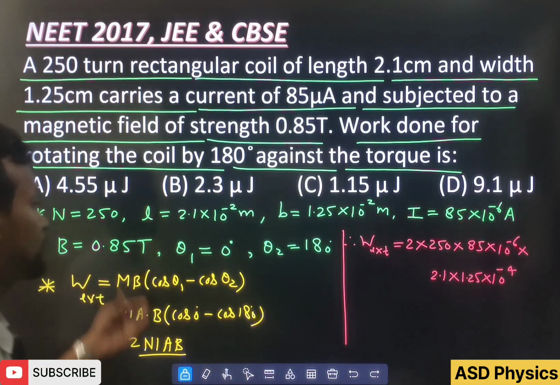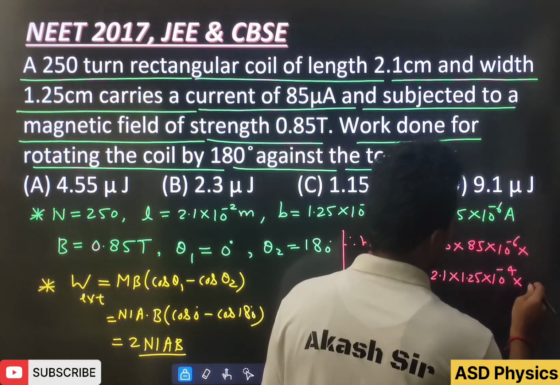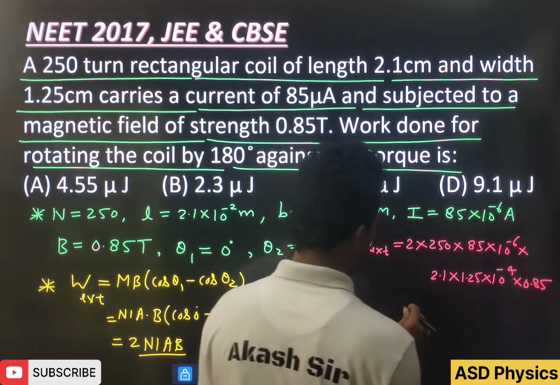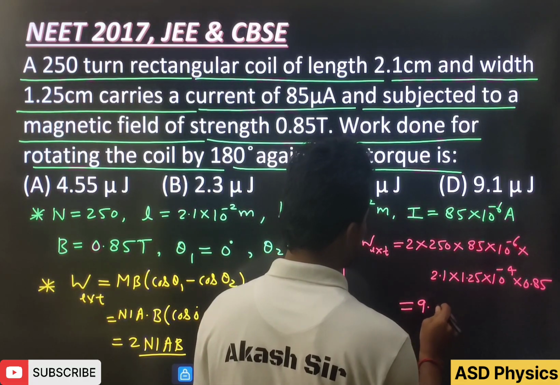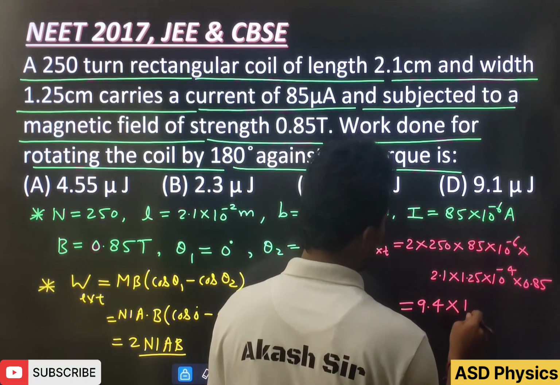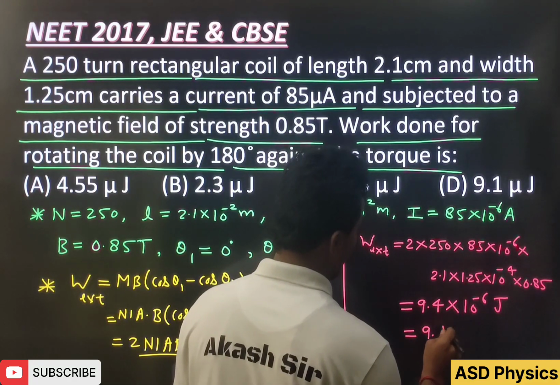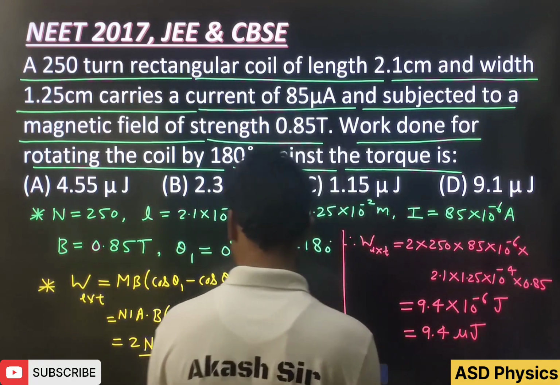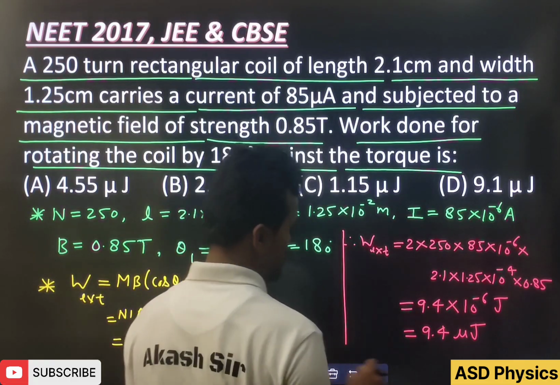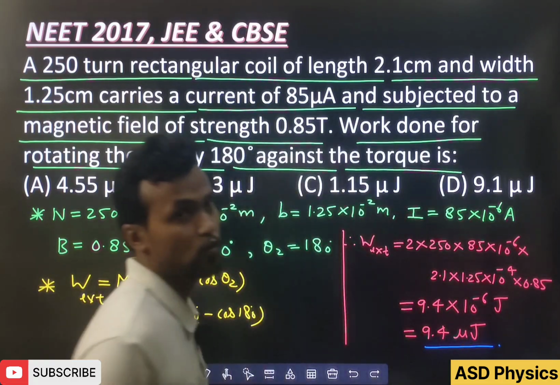And what is the value of the B? You can see very well, 0.85 here. Okay, so when you simplify this, the answer will be 9.4 into 10 to the power minus 6 joule, or we can write 9.4 microjoule. I have just done the calculation. This one you will get here, 9.4 microjoule.